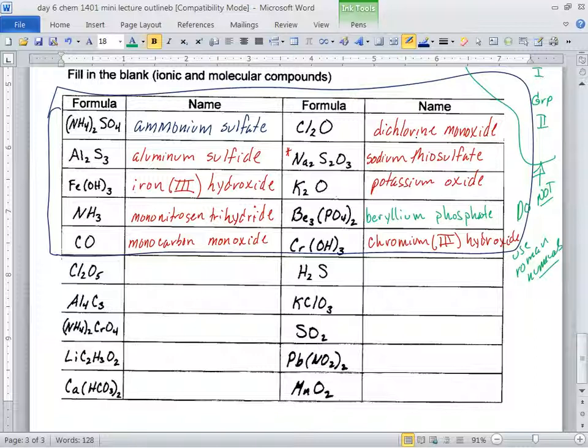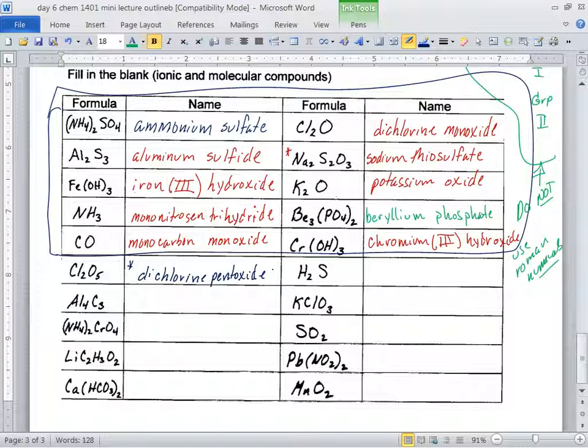Rebecca, how did you name this one? This box? Dichlorine. Because the first one you don't add an -ide. Dichlorine pentaoxide, or pentoxide.